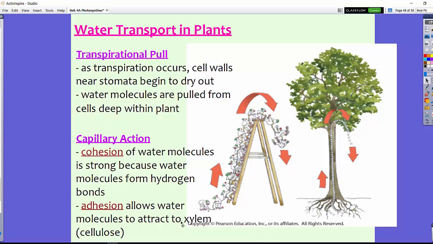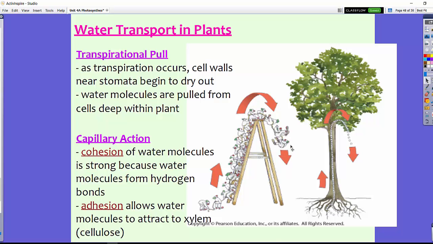Because of adhesion, this is where the water molecules are attracted to the xylem vessels on the sides, or basically the cellulose. So in this picture, and I'm not sure why it's all these little clowns, we have all of these little clowns attached to each other by a rope. As they start to move up, they move up this ladder. They're all attached to the rope. So that is cohesion right there. They're all attached to the rope, so they're all attached to each other.